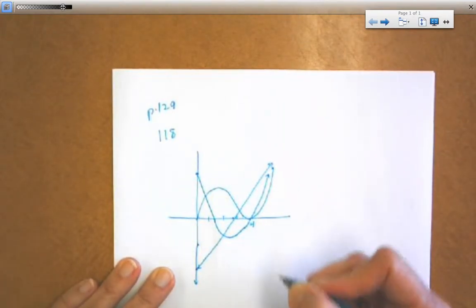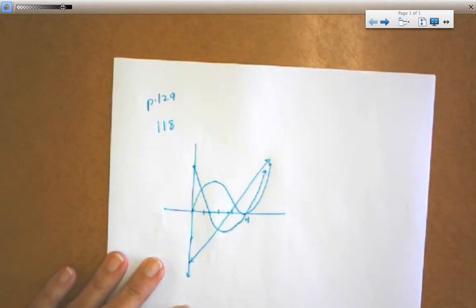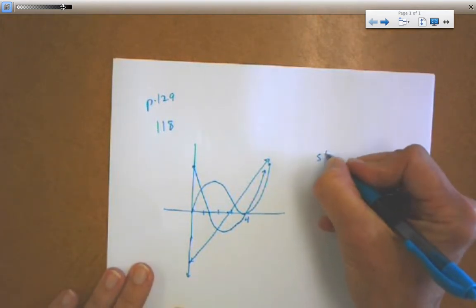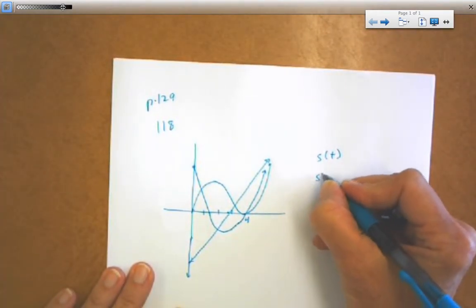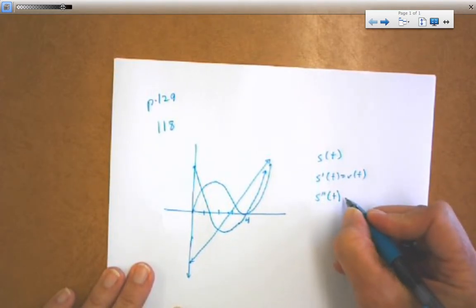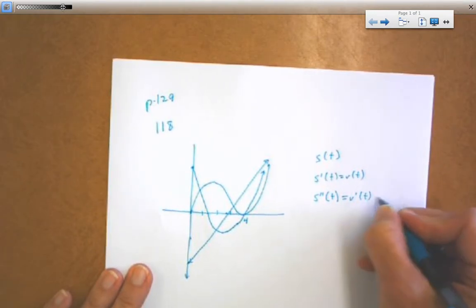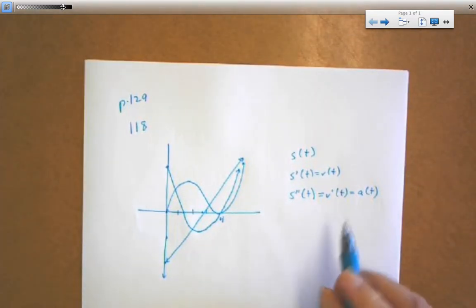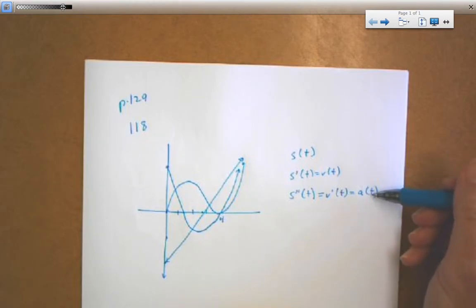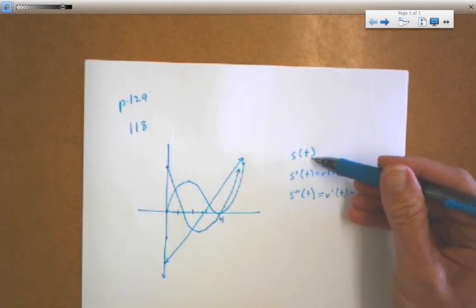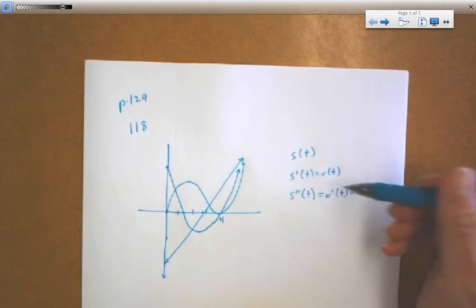We have 3 graphs, and let's see what information they give us. The figure shows the graph of the position, velocity, acceleration functions of the particle. Identify each graph. Well, we talked about position is s. The first derivative of position is velocity. The second derivative of position, which is the first derivative of velocity, is acceleration. So recall that acceleration is the rate of change of velocity, and velocity is the rate of change of position.